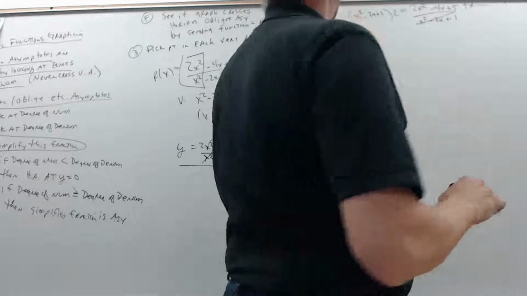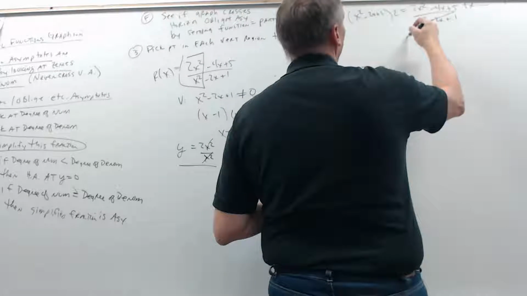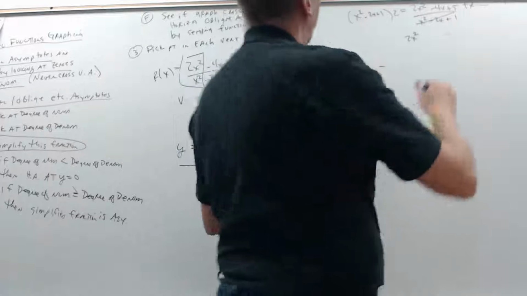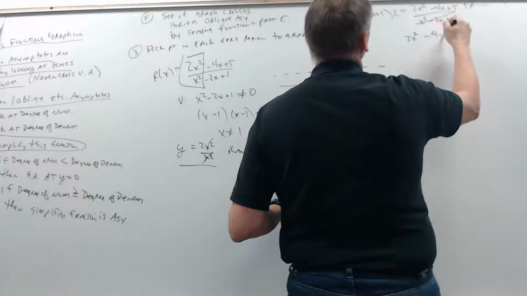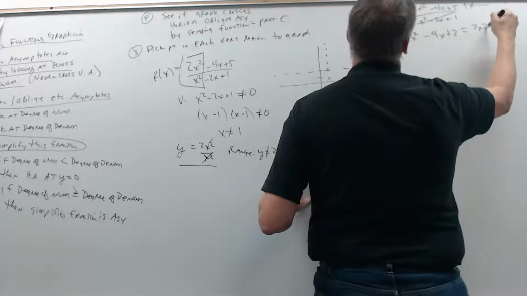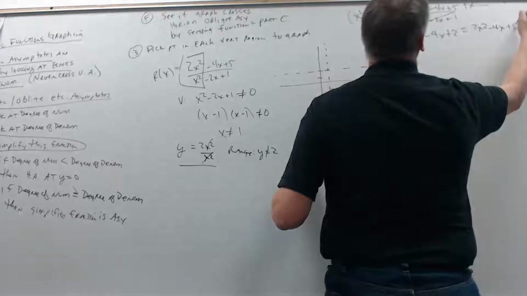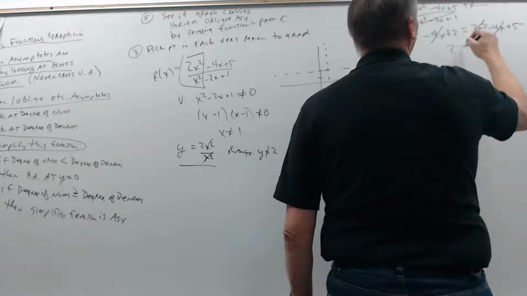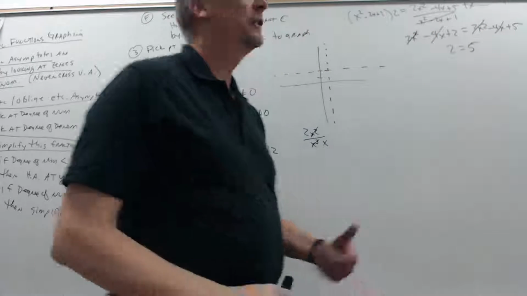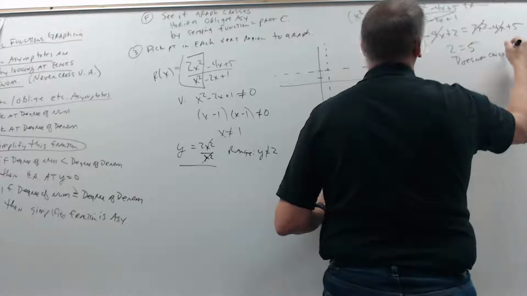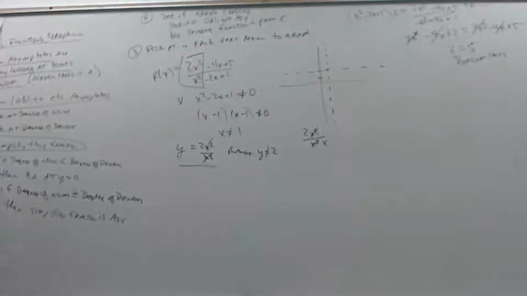We're going to get 2x squared minus 4x plus 2 equals 2x squared minus 4x plus 5. Okay, so the 2x squareds will cancel each other. The 4x's will cancel each other. I'm left with 2 equals 5. So they don't cross. It does not cross, so that's good to know.